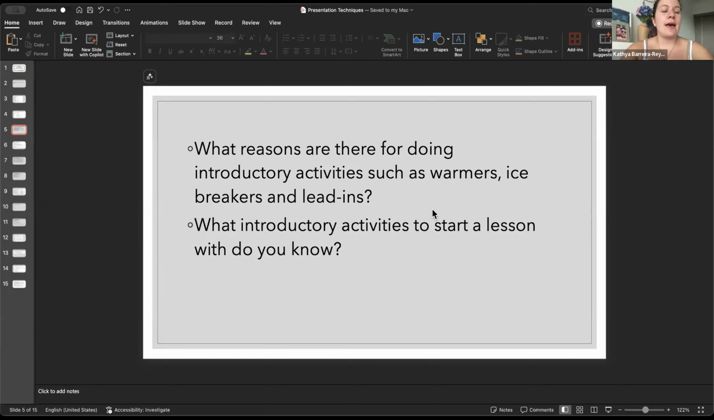So we talked about how doing this type of activity helps you to get to know your group and know where they are standing regarding the topic, and also to be like the first step to then introduce the topic in a deeper way. Right, exactly. And what introductory activities to start a lesson do you know? And Katia came up with some good ideas.